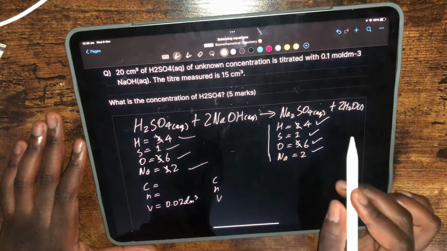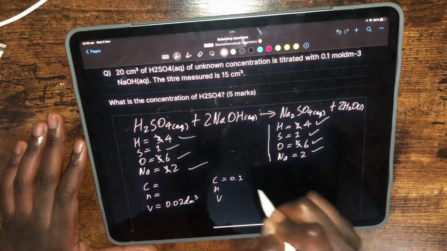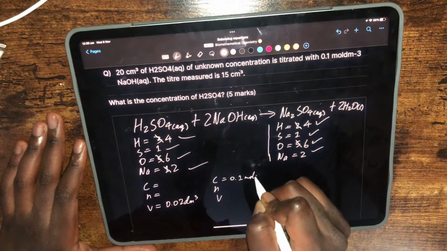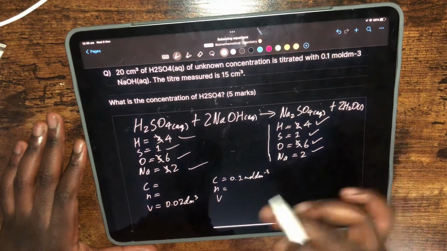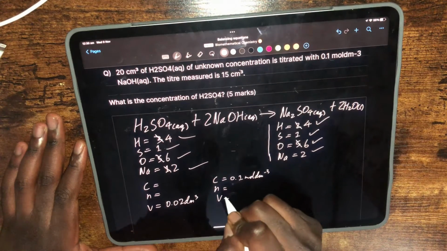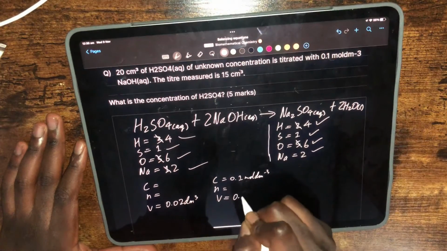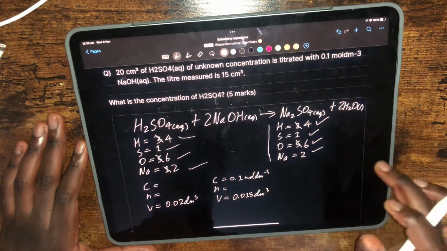For our sodium hydroxide, we do know its concentration. We know it's 0.1 moles per dm cubed. If you're just doing this as a reaction, you don't have to write down the units. But we don't know the moles. We do know the volume, which is 0.015 decimeters cubed, right?